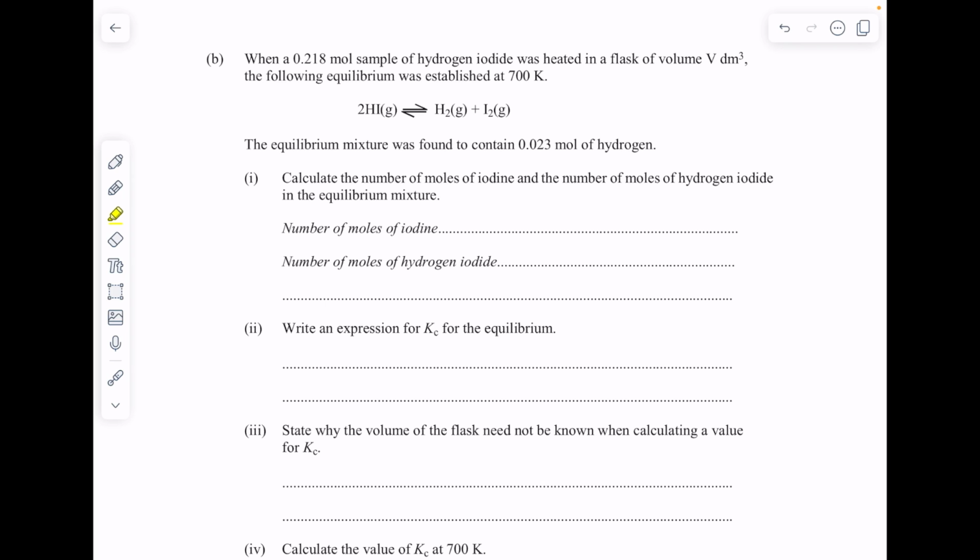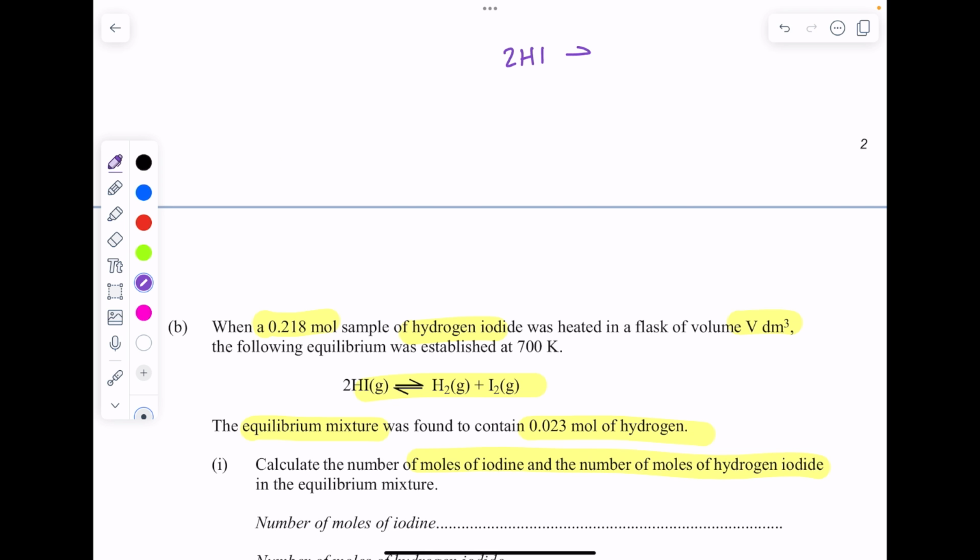When a 0.218 mole sample of hydrogen iodide was heated in a flask of volume V, the following equilibrium was established. The equilibrium mixture was found to contain. Calculate the number of moles of iodine and the number of moles of hydrogen iodide in the equilibrium mixture. Draw out a Rice table then. So here's our R.